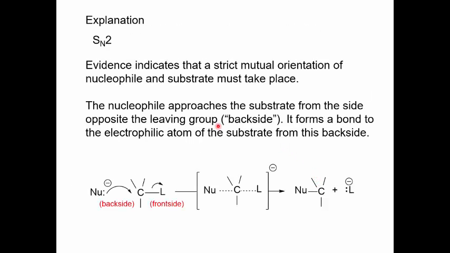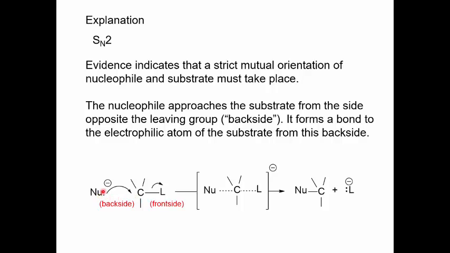Let's explain that. First, the SN2 process. Evidence indicates that there's a strict mutual orientation of nucleophile and substrate that takes place in the reaction. In the reaction, the nucleophile wanders up and comes closer to the substrate. It does it from a specific side of the substrate. It comes in from the side opposite the leaving group. We refer to the side opposite the leaving group as the back side. The same side as the leaving group is called the front side.